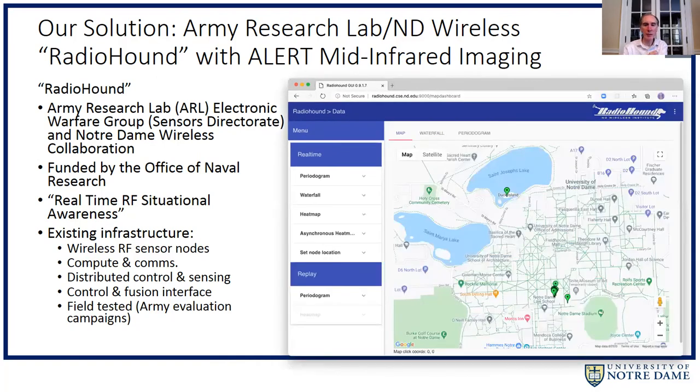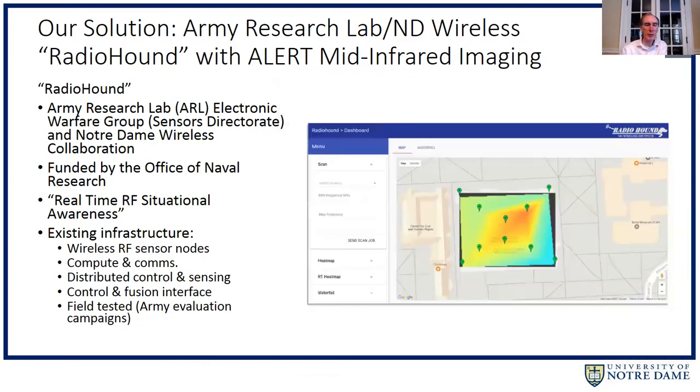These nodes can then be deployed across an area. And so here is a map, as part of the interface, where these different green markers indicate the locations of different sensor nodes in the environment. And each of these nodes can be individually addressed to turn on, acquire data from, as well as some tools to bring this data together.